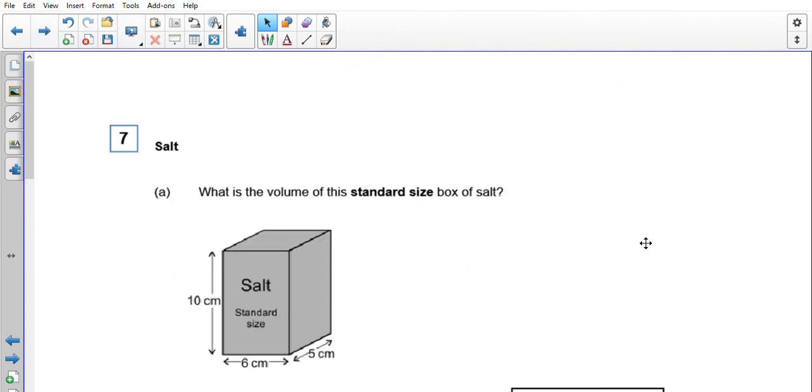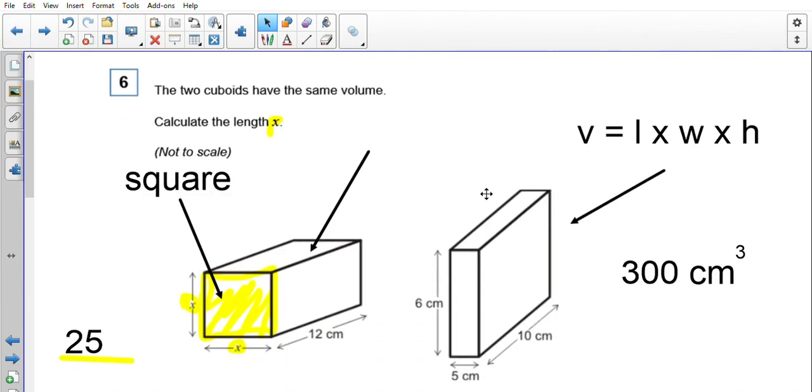Okay, question number 7 with salt. Fascinating salt. We have the volume of this standard box of salt. So we have 5 times 6 times 10. Hang on a sec. Yeah, 5 times 6 times 10.